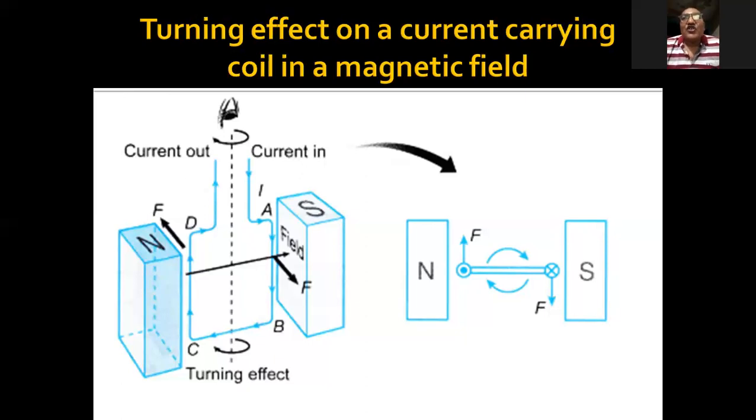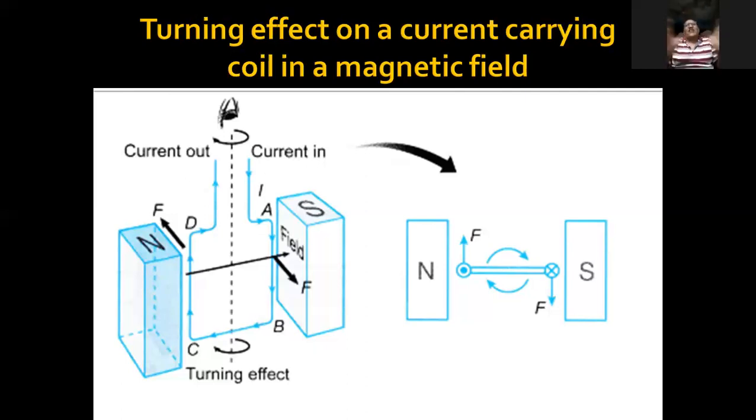So due to this couple, what happened? The body starts rotating. So this coil will start rotating clockwise. This is called the turning effect on a current carrying coil in a magnetic field.